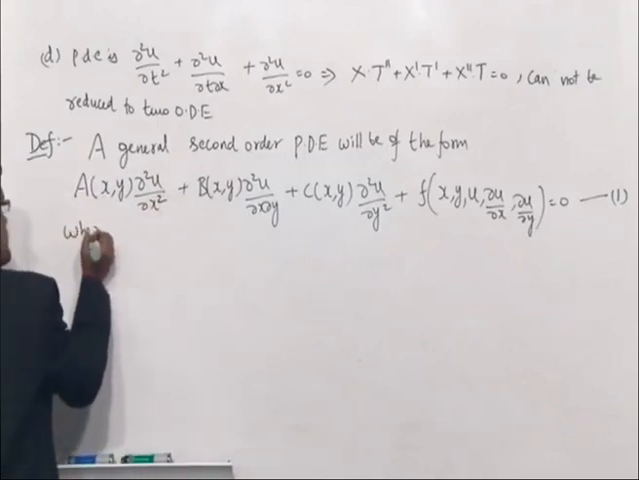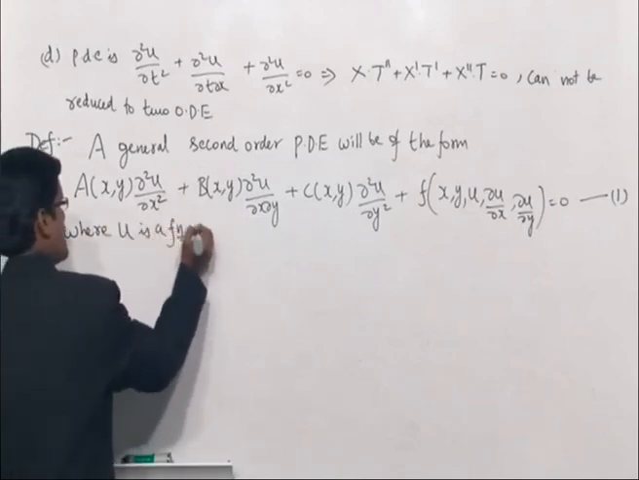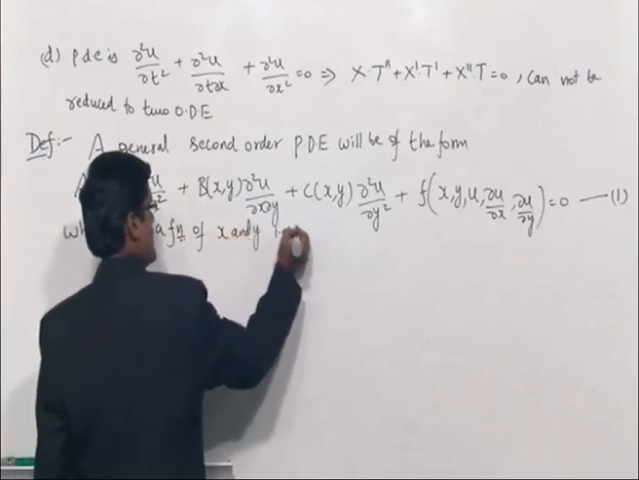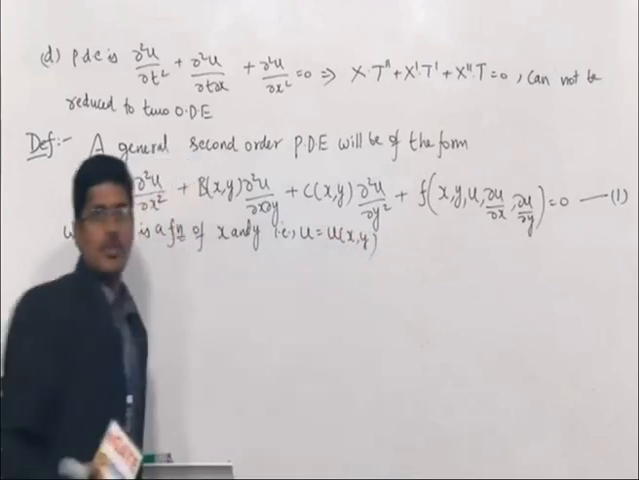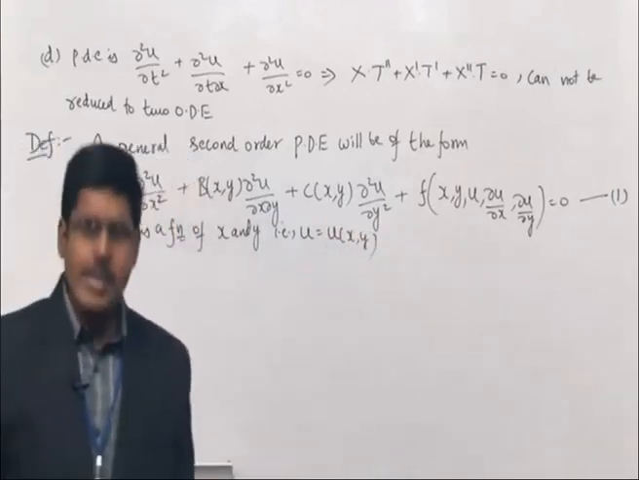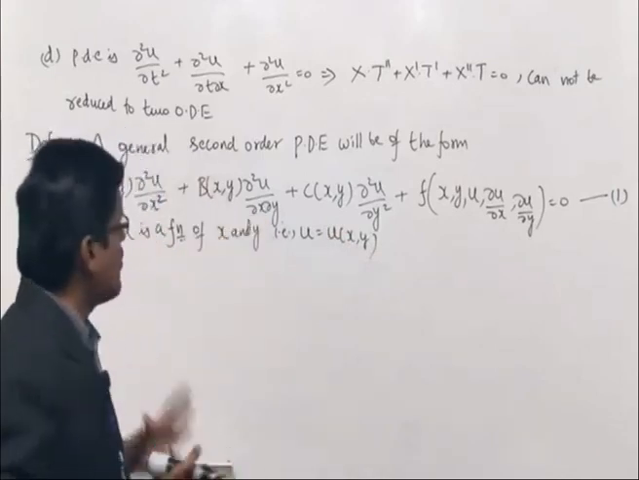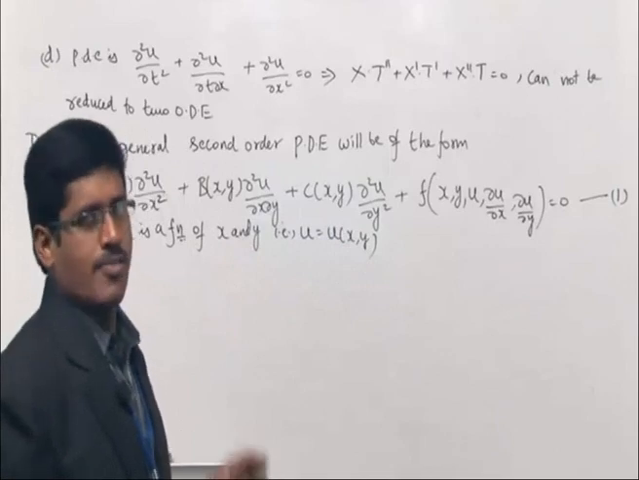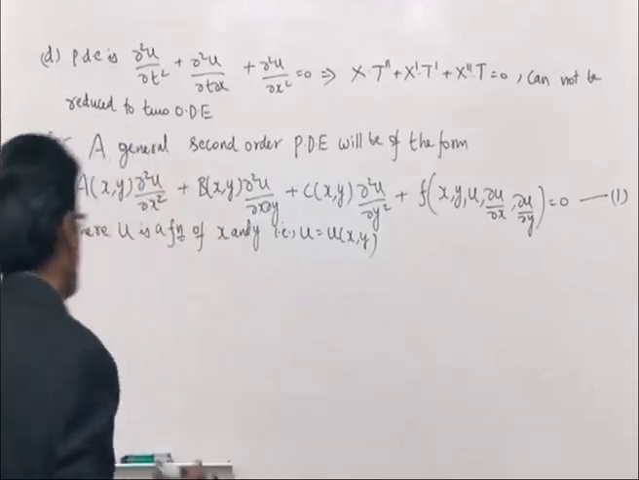Where u is a function of x and y, that is u is equal to u of x comma y. u is the dependent variable, x comma y are independent variables. In a second order PDE, I have considered all the derivatives, but it doesn't mean that in every problem all these terms are present. Some terms may be missing. If the highest derivative, the second derivative, is present, then it is called a second order PDE.